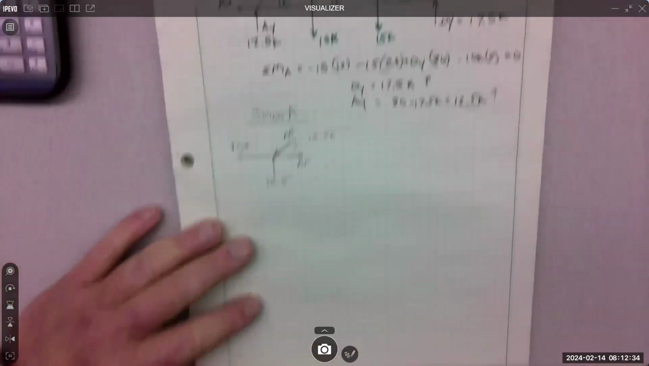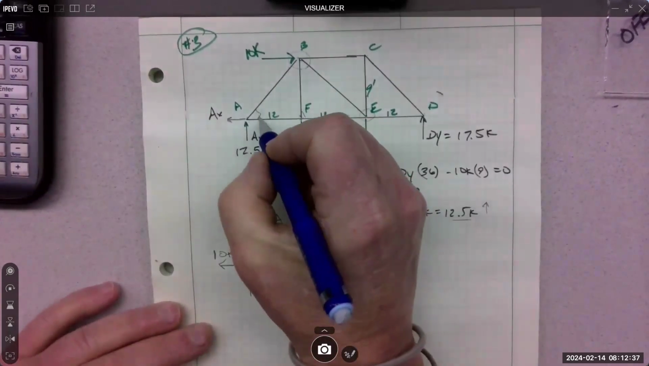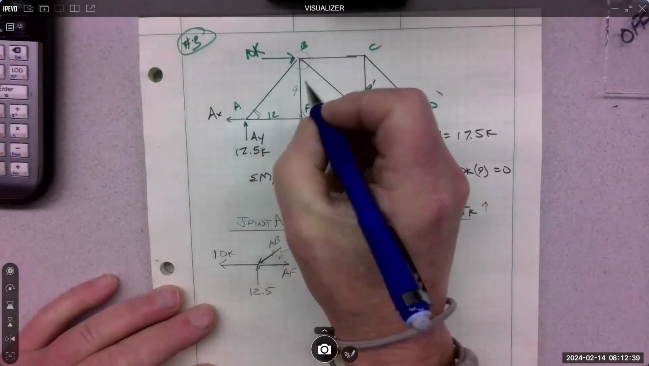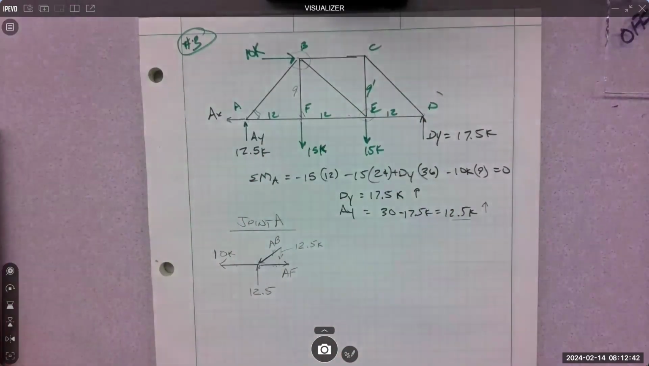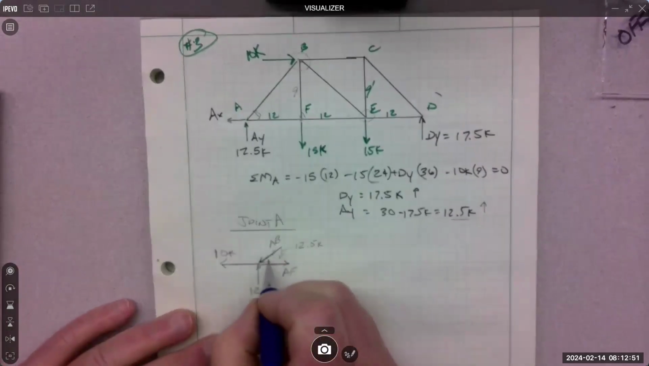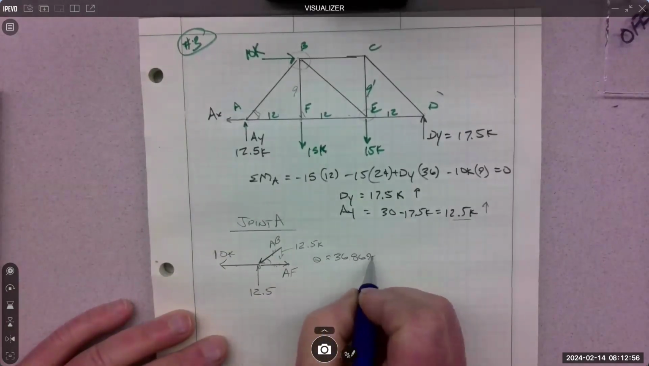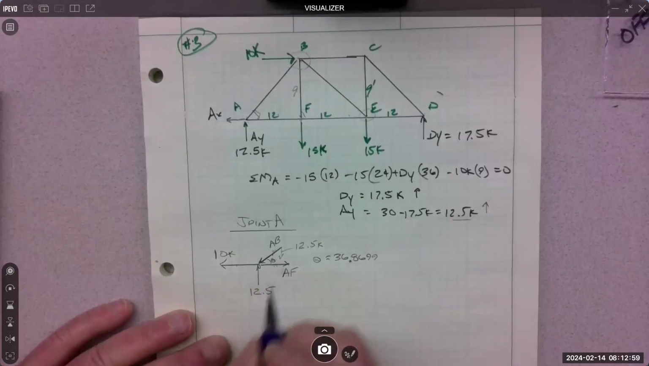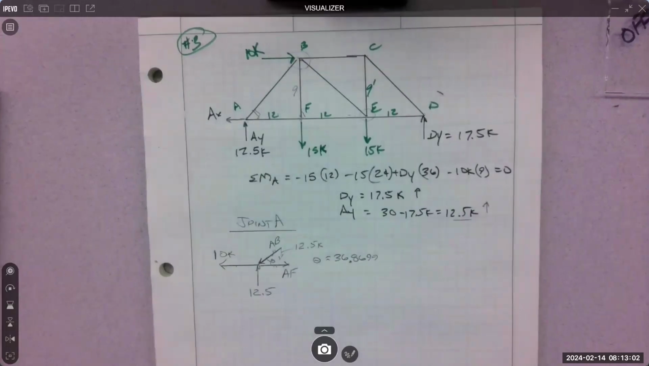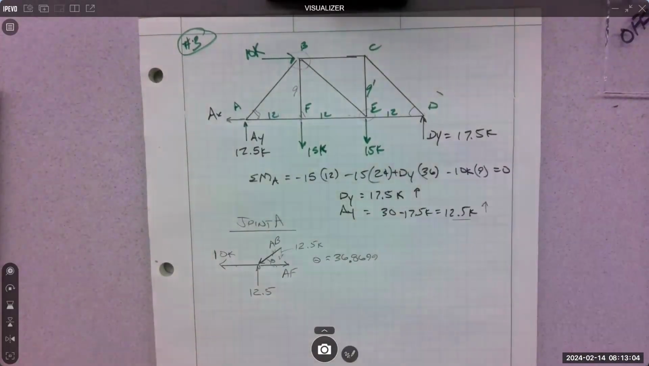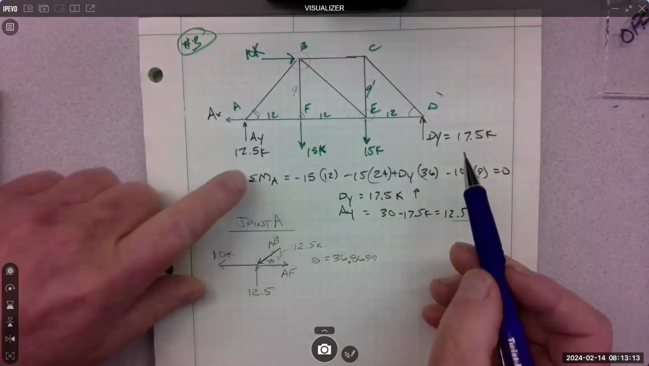We need an angle. So I'll get this angle. That is inverse tangent of 9/12, which is 36.8699 for theta. That's the same angle on E also. Yes, that is correct. This thing is symmetrical shape-wise, not load-wise. Load-wise, it's not symmetrical. That's why these two are not the same.